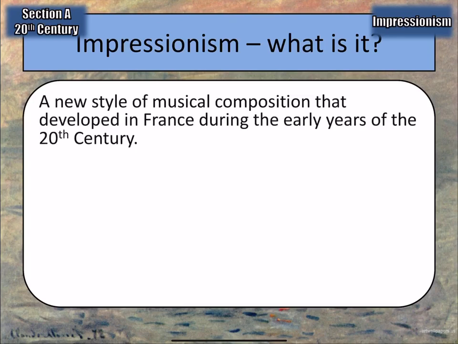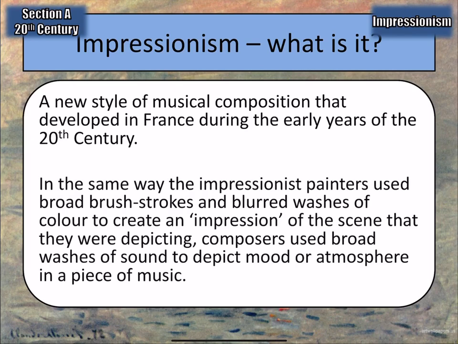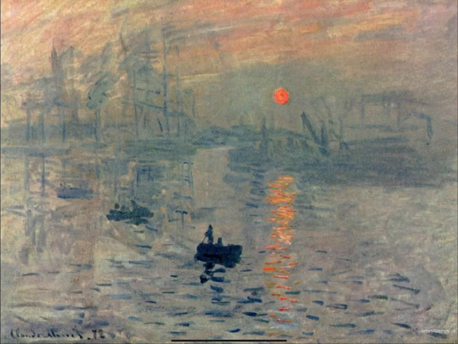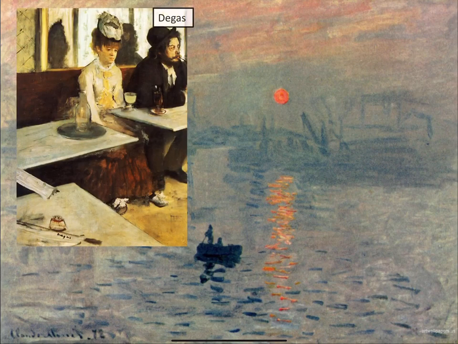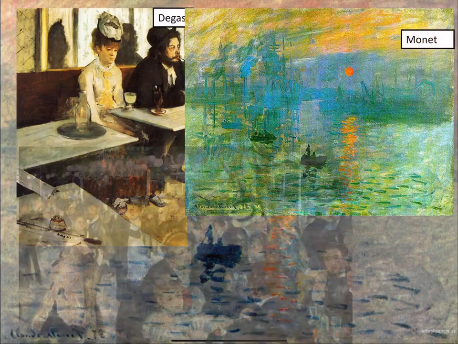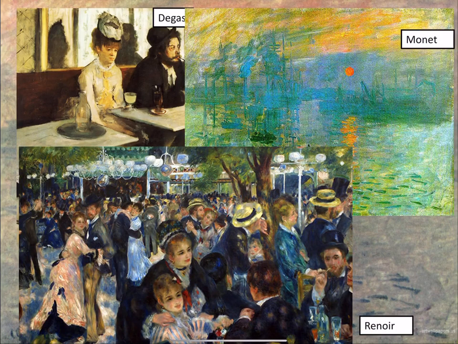Some key things. It's a style that developed in France in the early years of the 20th century. And again, we get commonalities across the art, so in the music, in literature, and in visual art as well. It is quite useful to actually look at some visual representations of Impressionism. You may be familiar with these works by Degas, Monet, and Renoir. Here they are, and you can see they all have this very sort of washy, blurry feel to them.